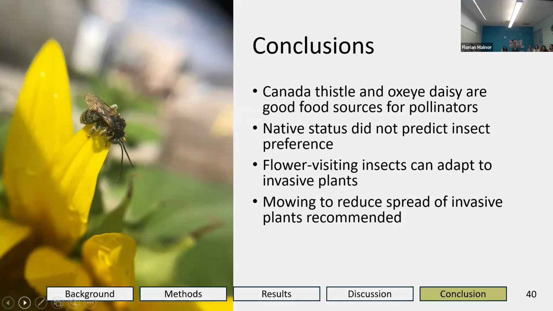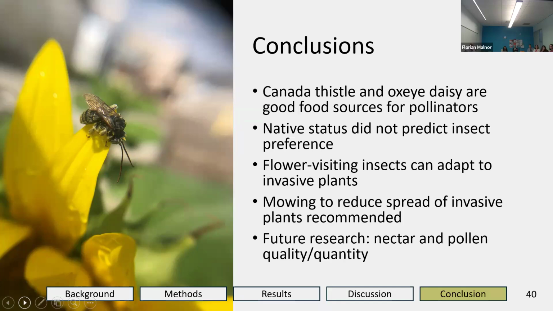In the future, I think it would be really interesting to look more into why the insects liked those two species, the Canada thistle and oxeye daisy, so much. It would be cool to look at the quality and quantity of the nectar and pollen they produce to see if that might be a reason that those insects are visiting those flowers.